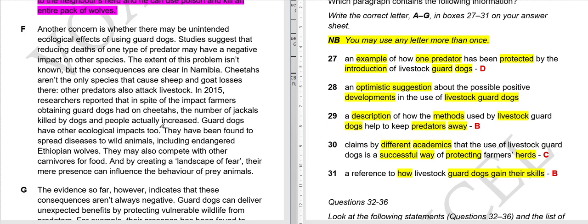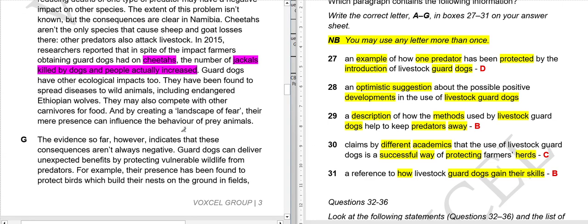The extent of this problem isn't known, but the consequences are clear in Namibia. Cheetahs aren't the only species that cause sheep and goat losses there. Other predators also attack livestock. In 2015, researchers reported that in spite of the impact farmers obtaining guard dogs had on cheetahs, the number of jackals killed by dogs and people actually increased. So cheetahs were saved, but jackals killed by dogs increased. So obviously there is nothing optimistic about it.